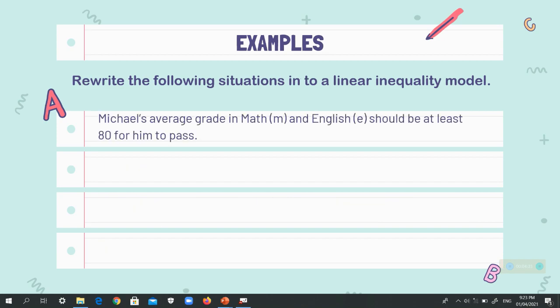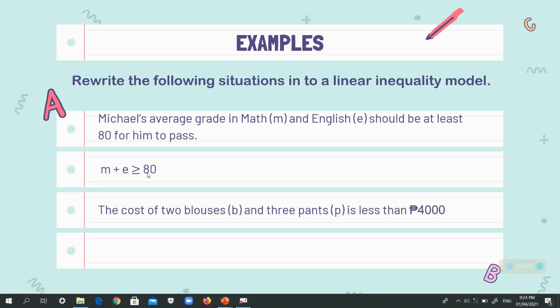How about the third one? Michael's average grade in math, represented by M, and English, represented by E, should be at least 80 for him to pass. What do we mean by the phrase at least? We have M plus E is greater than or equal to 80, because it means that the lowest grade should be 80. So Michael's grade in math plus grade in English should be at least 80 for him to pass.